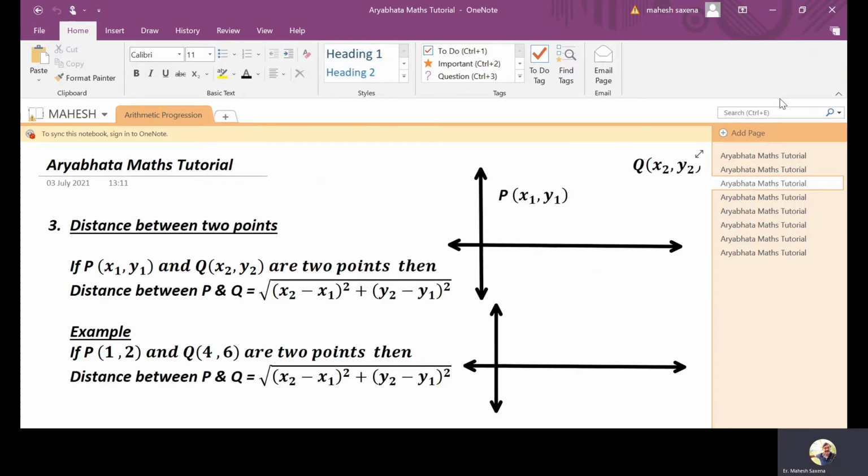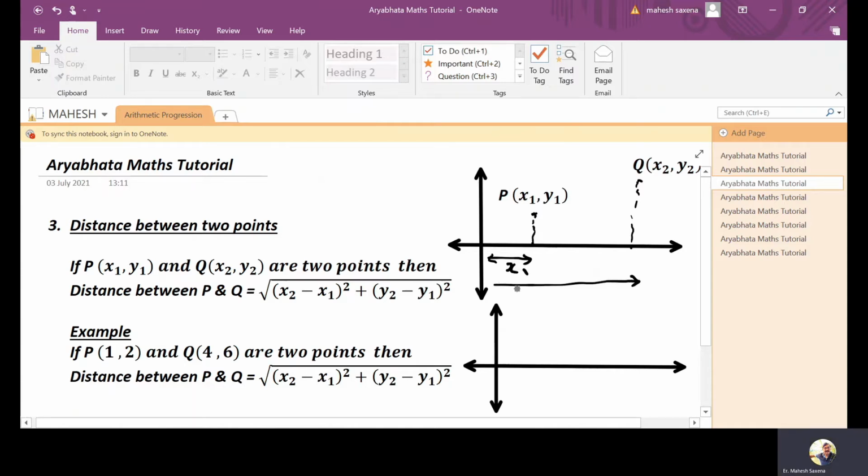Now we come to the distance between 2 points. Suppose P(x1, y1) and Q(x2, y2) are the 2 points. Let this be point P and this be point Q. Then draw perpendiculars on the x-axis. Therefore, this distance will be x1, this distance will be x2, and therefore this distance will be x2 minus x1.